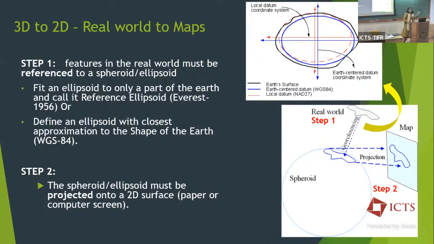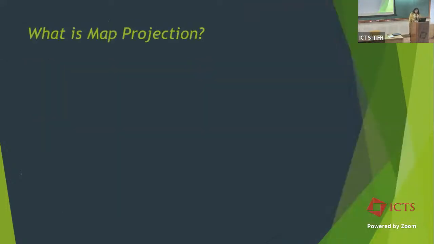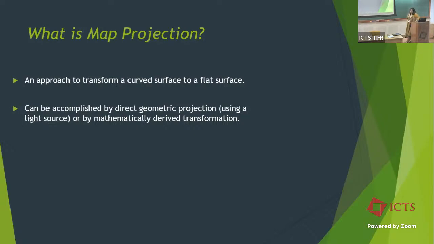Now we have to go from 3 dimensions to 2 dimensions, right? How does that happen? That process is called projection. And those of you who've dealt with GIS have probably heard this term a lot. So you have this area on a 3D surface and you want to bring it onto a 2D surface. So what is map projection? It's an approach to transform a curved surface to a flat surface. And it can be accomplished in two major ways. One, by doing a direct geometric projection using a light source, or by using a mathematically derived transformation.